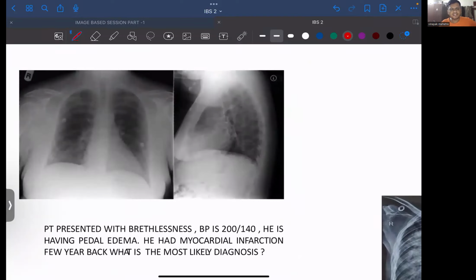Patient presented with breathlessness, difficulty in breathing, or you can call it shortness of breath. BP is 200 by 140. Patient is having edema. Patient had history of MI. Bilateral wheezes or creps are present on auscultation. And I added one more hint for you. What is the diagnosis?